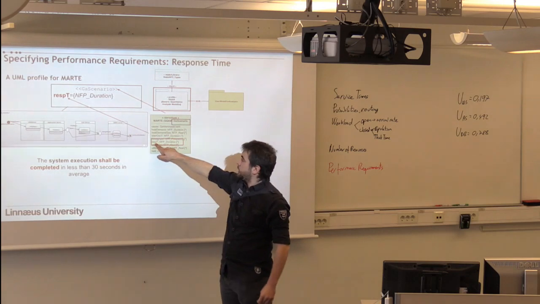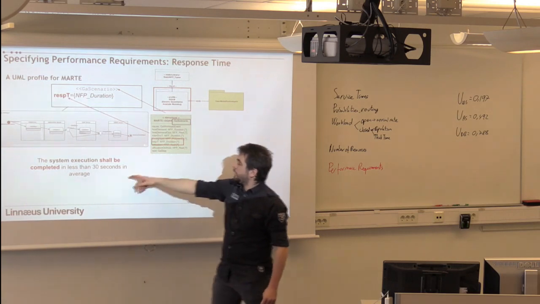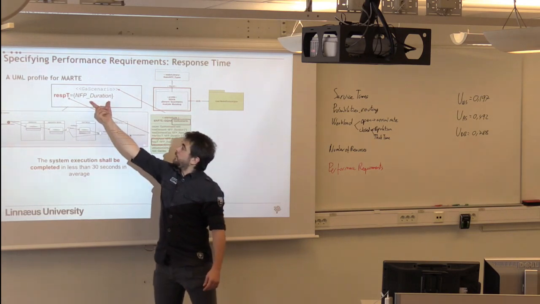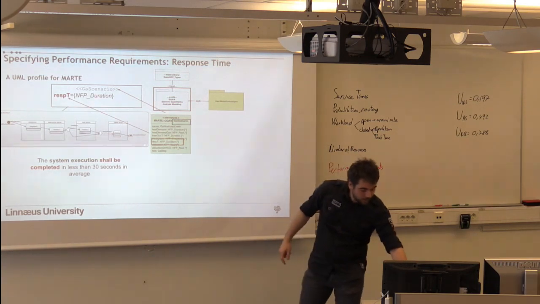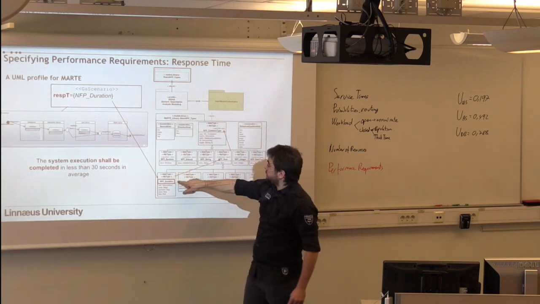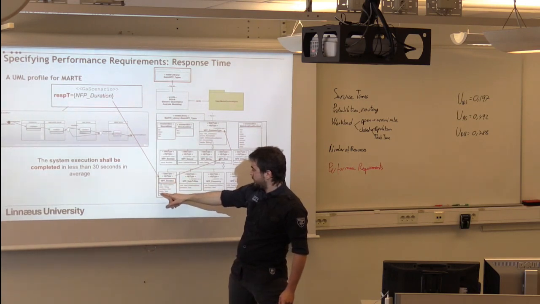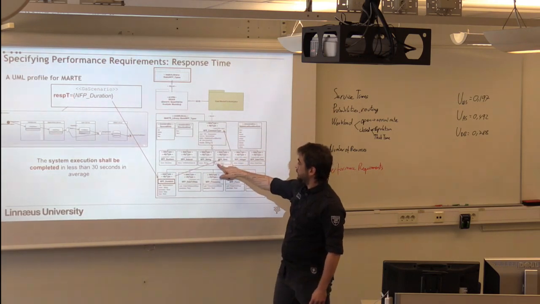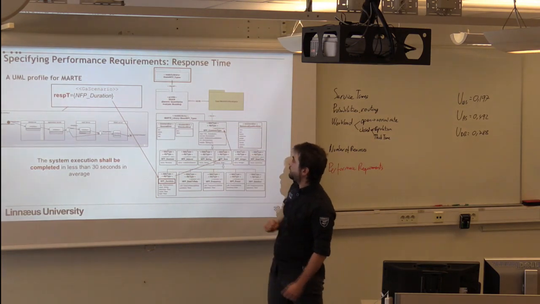We use the attribute response time, because the requirement is the system execution should be complete. And now we have to represent less than 30 seconds in average. And here we can put a duration. We go to the library, to the definition of the duration, and it's defined like this. Duration has some attributes like units, clock, precision, worst, best, and it specializes from a real value that has an attribute value that specializes for common type.